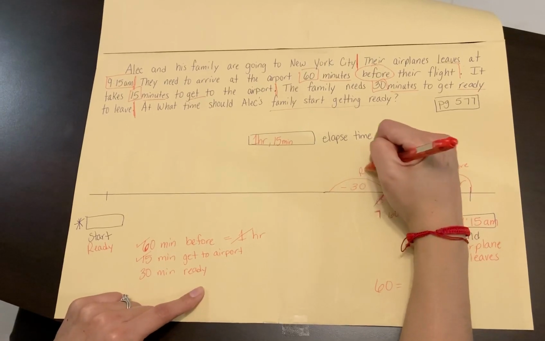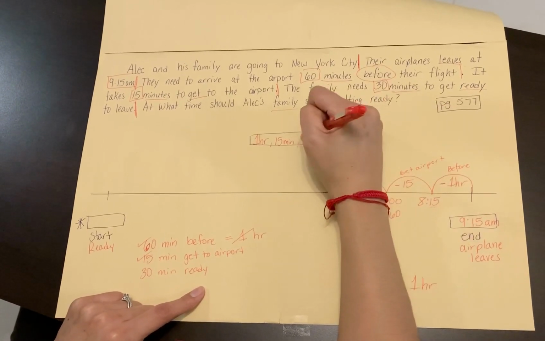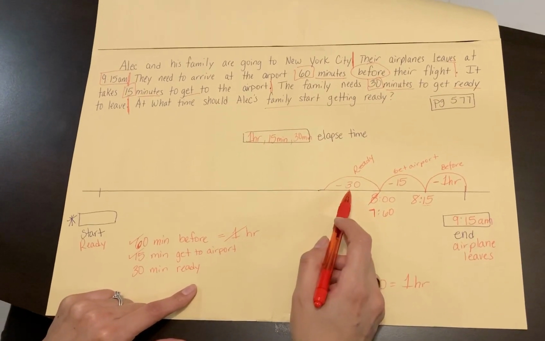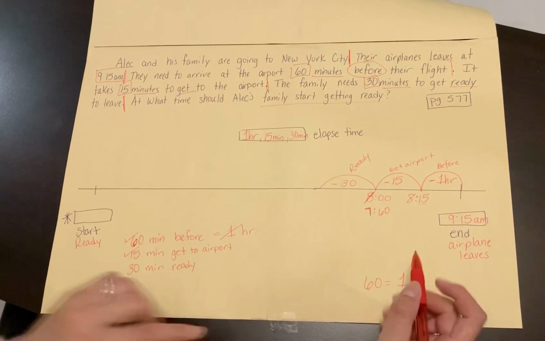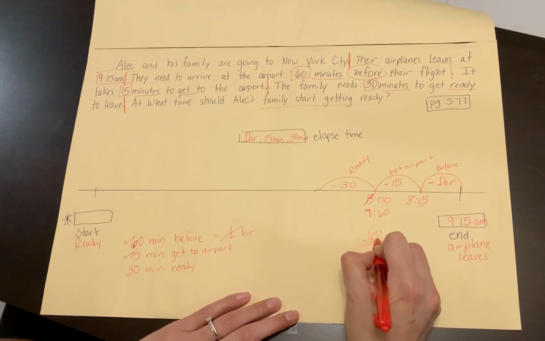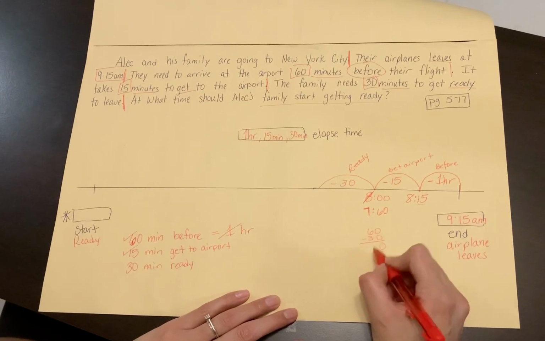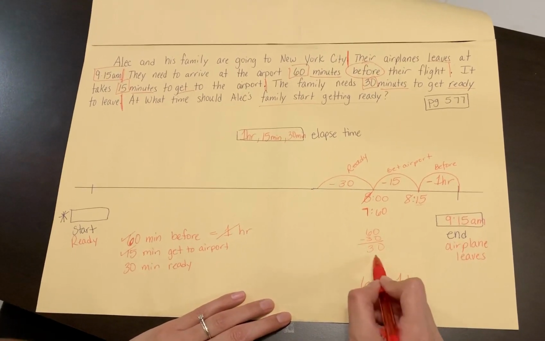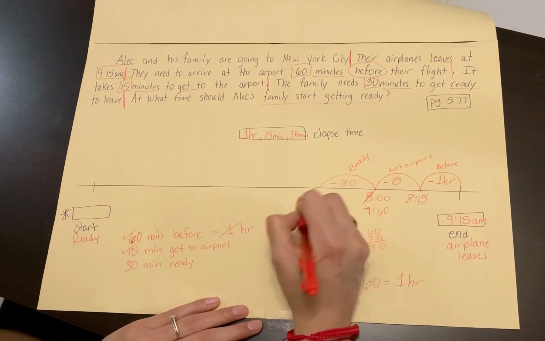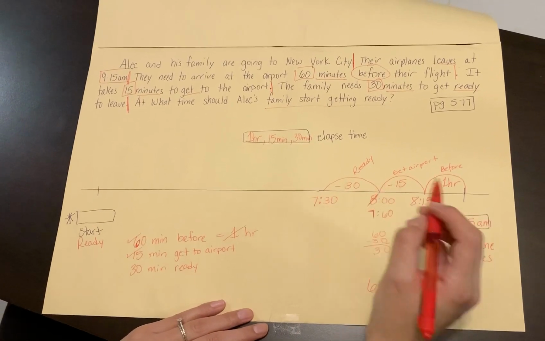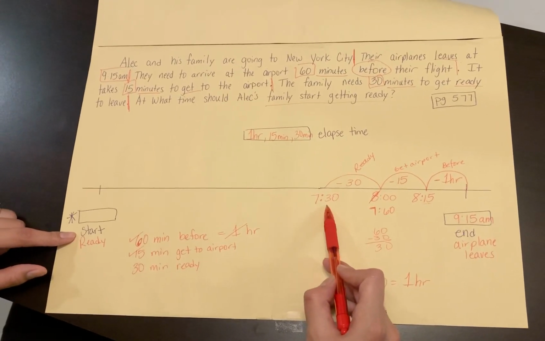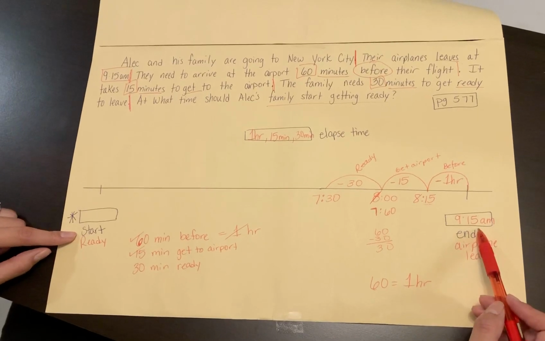So this is the time it takes them to get ready. 30 minutes. So I'm doing it in parts this time. So I'm going to subtract 30. I am not going to do that in my head. I'm going to go ahead and do a little problem here. So that's 60 minus 30. That's 30. So that means there's 30 minutes. So this becomes 7:30. 7:30 a.m. That means that they need to start getting ready at 7:30 a.m. to get to the airport at 9:15.